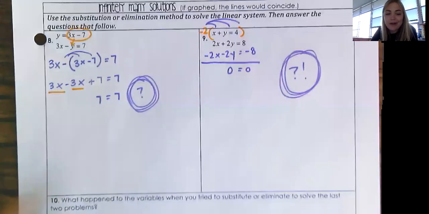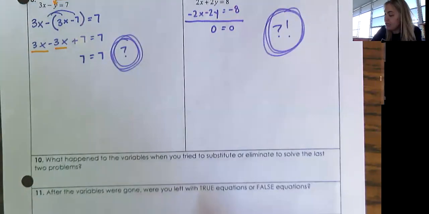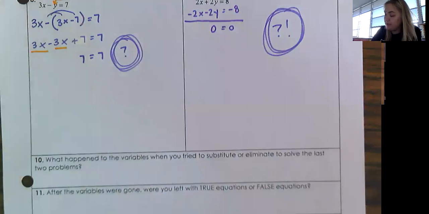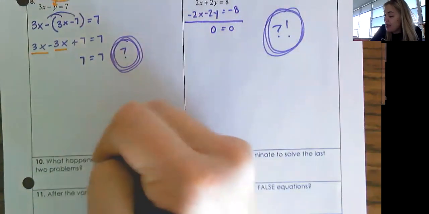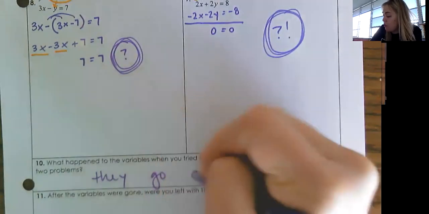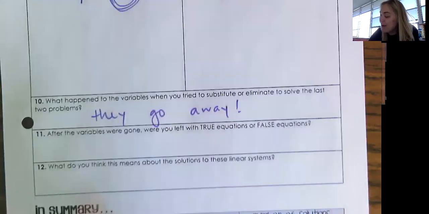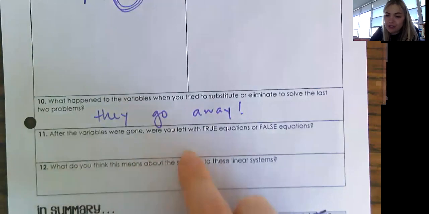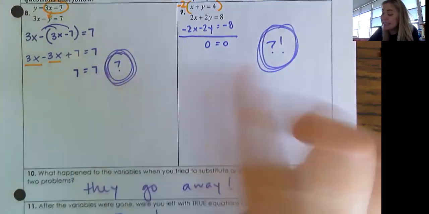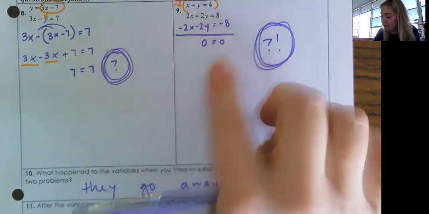What's going on? Okay, so what happened to the variables when you tried to substitute or eliminate in the last two problems? They go away. That's my workaround for trying to spell disappeared again. After the variables were gone, were you left with a true or a false equation? True. It was a true equation. We had 7 equals 7, which is true, and 0 equals 0, which is also true.